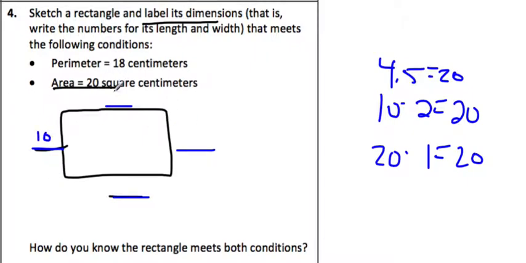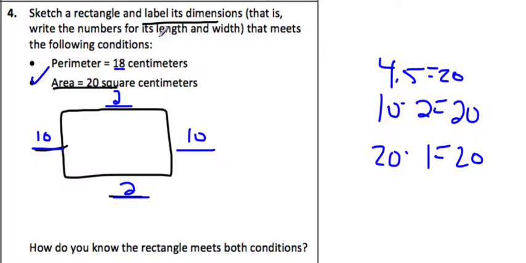Let's say it's 10 and 2. Because 10 times 2 does equal 20, so that fits this condition, so we're good. That means this side has to be 10, this side has to be 2. Well, check this out. 10 plus 10 is 20, plus 2 is 22, plus 2 is 24, excuse me. That's too much. I only needed 18, so that's definitely not the right answer.